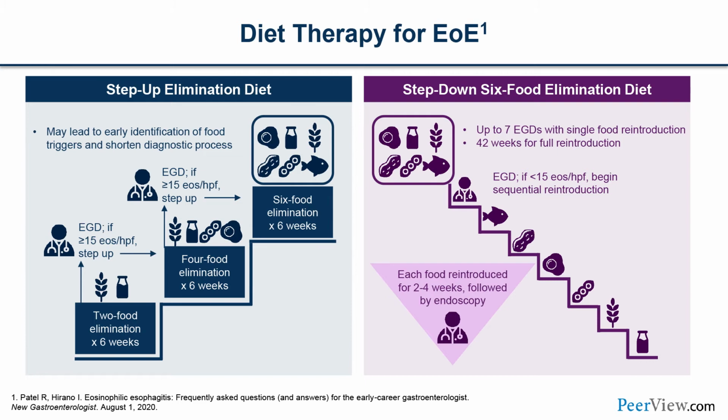And you can assess that by either endoscopies or sometimes by patient symptoms, if you feel that you're going to end up with so many endoscopies. So in general, the recommendation is to do food introduction every 2 to 4 weeks and then followed by an endoscopy. So at least there'll be 6 endoscopies here.